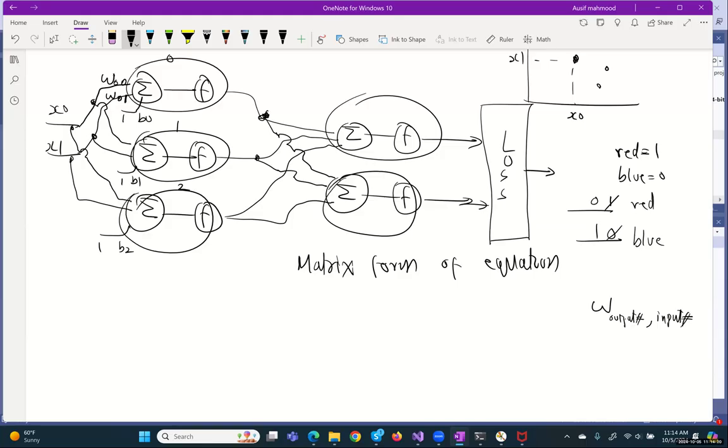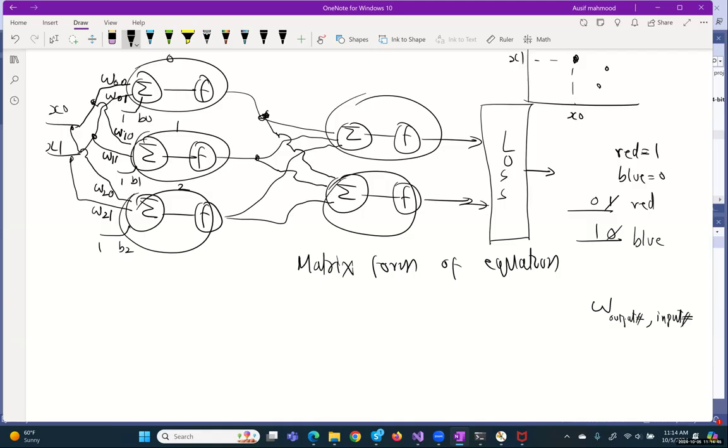How about this one? Neuron 1, input coming from 0. Neuron 1, input coming from 1, right? This is 1. And you get the idea. 2, neuron is 2, input from 0. Neuron is 2, input from 1, right?